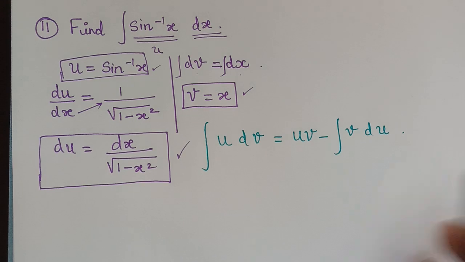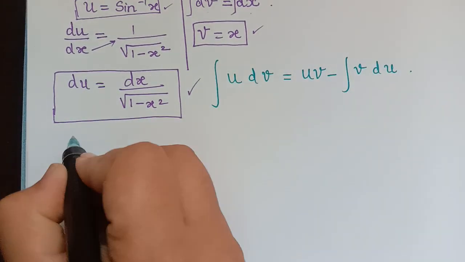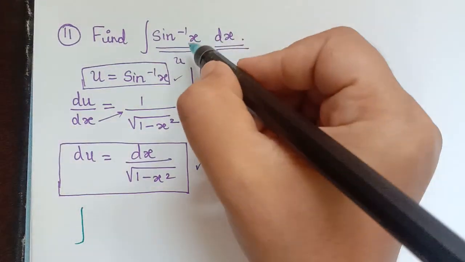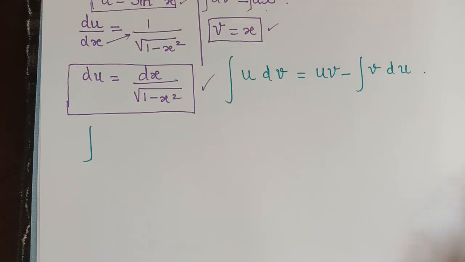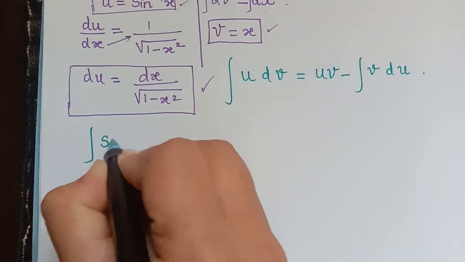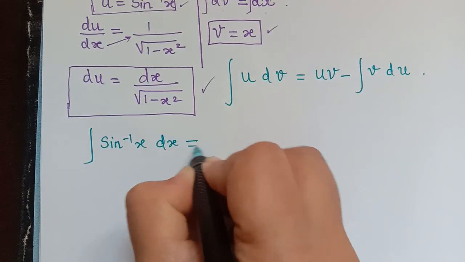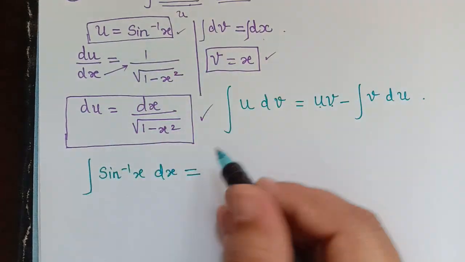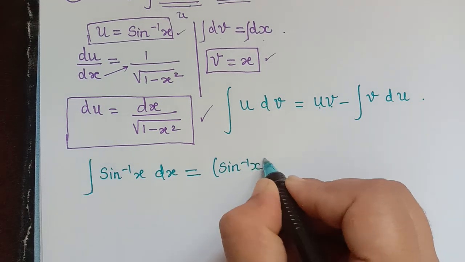So this is the formula that we have taken and written. Now integral u dv, what is that? That is the given question. So it is, because u is sine inverse of x and dv is dx. So this is the given question, so that we will write. So integral sine inverse of x dx is equal to uv. So what is u? u is sine inverse of x. So let me write that first. So sine inverse of x.